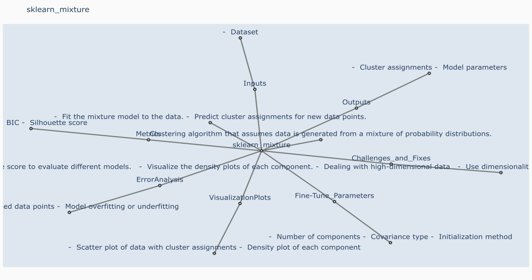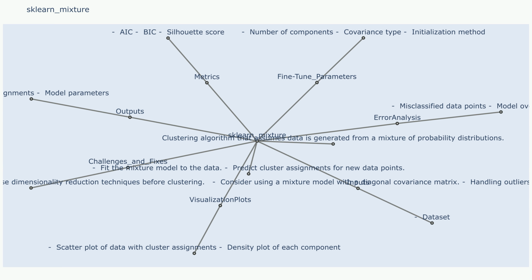Sklearn mixture description. Explain in detail. Mixture models are a powerful statistical tool used for clustering and density estimation. They assume that the data is generated from a mixture of multiple probability distributions. The goal is to identify these underlying distributions and their respective proportions in the data. Scikit-learn's mixture module provides a set of algorithms for fitting mixture models to data.